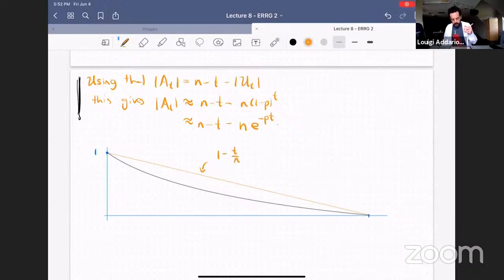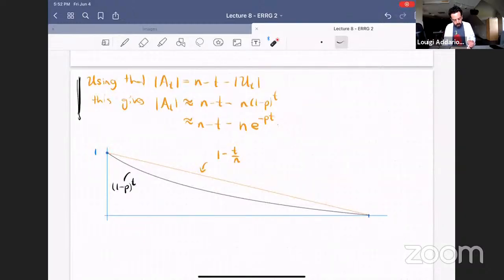Okay, and on the bottom I have the curve (1 minus p) to the t. So that's (1 minus p) to the t. These two curves agree at t equals 0.